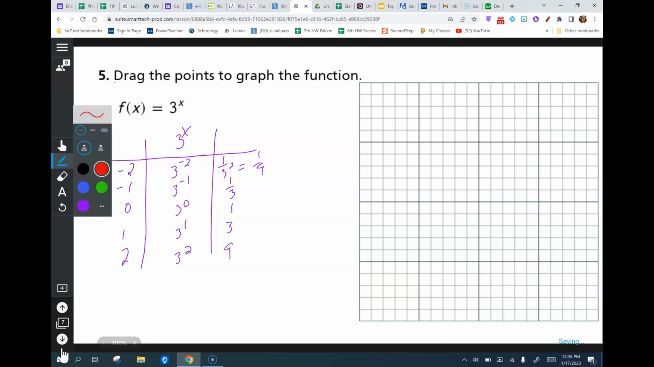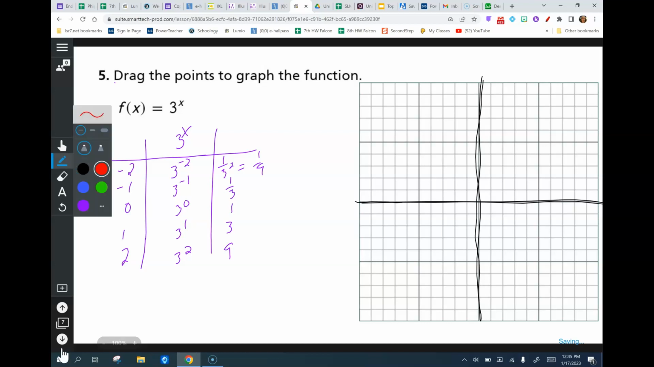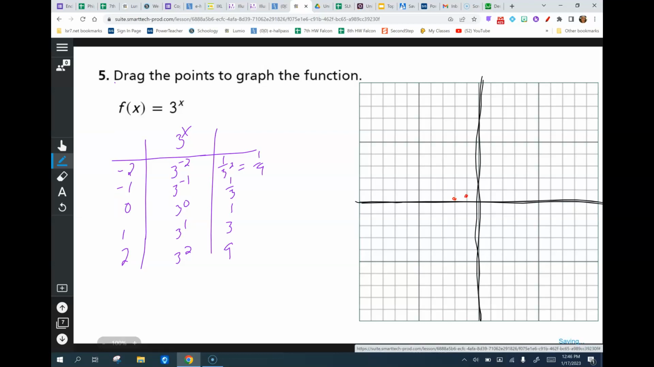Now we're going to plot those points. So let's make an axis first. So I'm going to make this as my axis. And this is my axis. So just draw an axis in. Nice straight lines like mine. Okay. So now we have a -2 and we have a 1/9. That's going to be down there low. -1 and 1/3, a little bit bigger. 0 and 1. 1 and 3. And 2 and 9. Okay, so this is what my graph looks like.